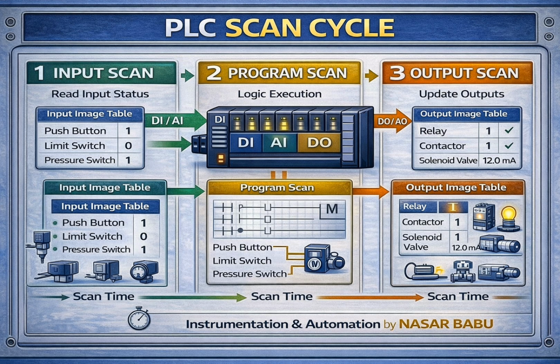To summarize, PLC works in a continuous loop, input scan reads field signals, program scan executes logic, and output scan updates devices. All this happens within milliseconds. If you understand the PLC scan cycle, you understand how a PLC really works.